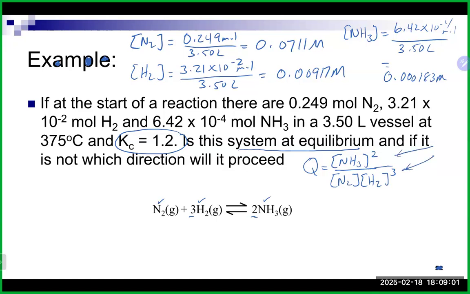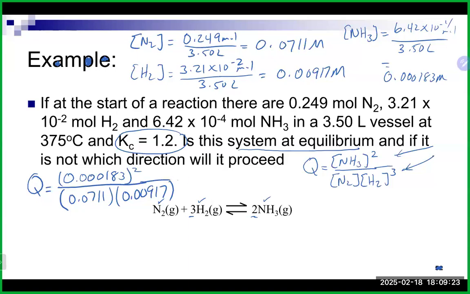Now that we have the concentrations of everybody, we're good to go and put them into here and calculate our Q. So our Q in this case would be our NH3, 0.000183, and we're going to, again, square it here, divided by our concentration of our N2, 0.0711, and 0.00917 for our H2, which does need to be cubed.